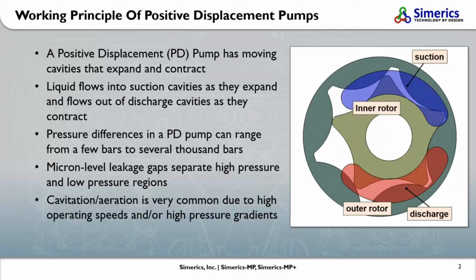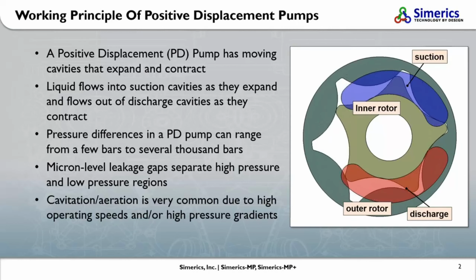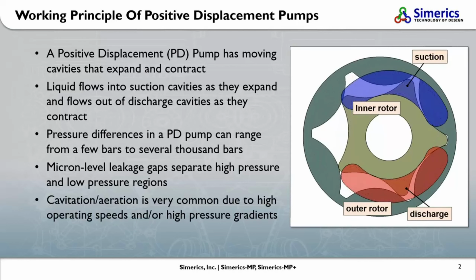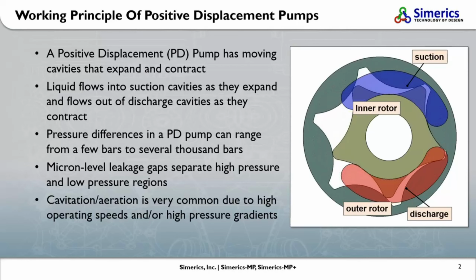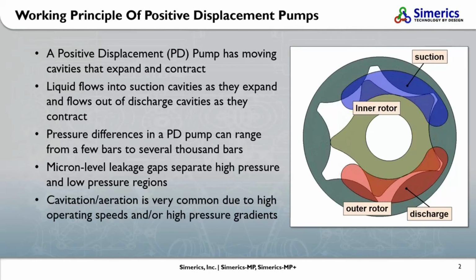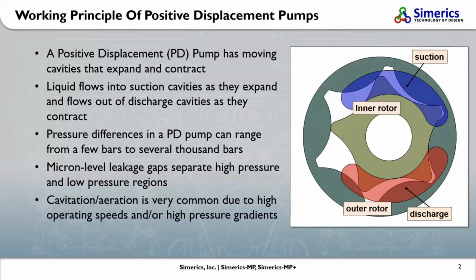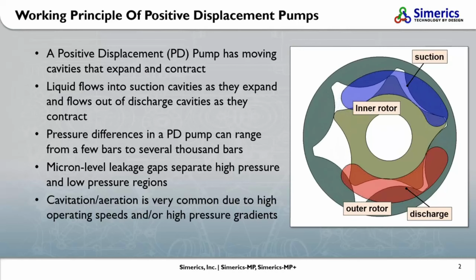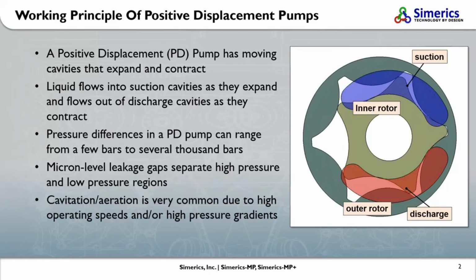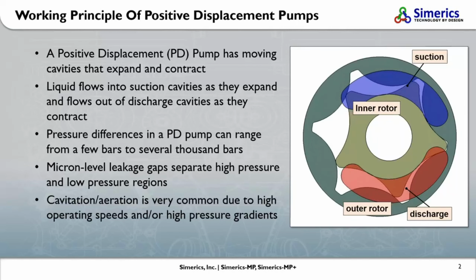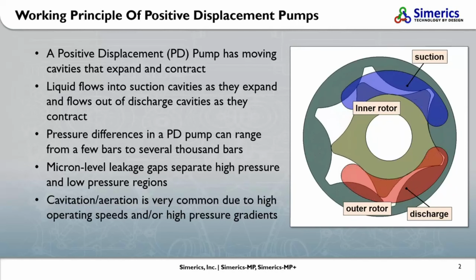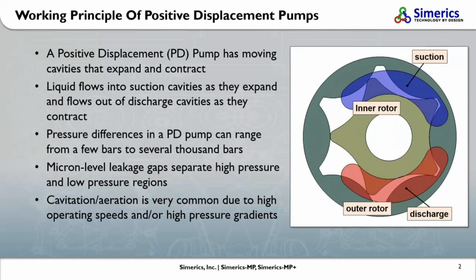Expanding cavities form a suction side as liquid is pulled in, while contracting cavities form a discharge side, pushing liquid out. These cavities have highly irregular shapes that are continuously moving and deforming. The continuous relative movement between the solid parts necessitates clearance in the form of tiny gaps in the design, small enough to separate the high pressure and low pressure regions.